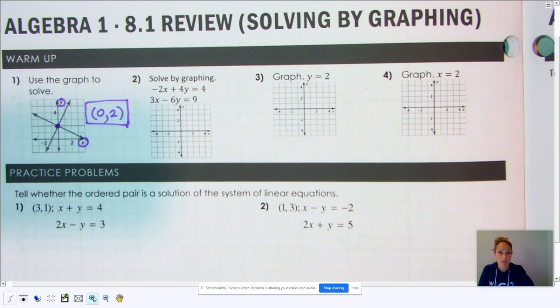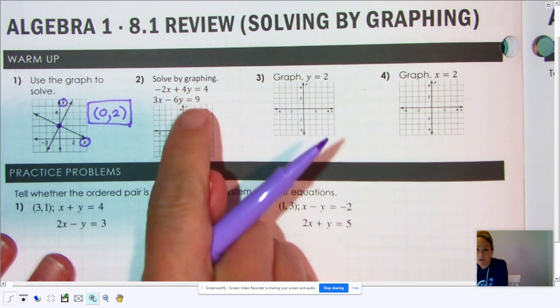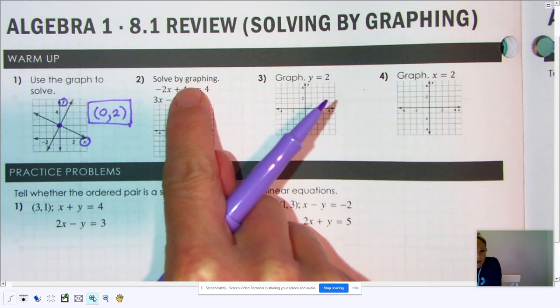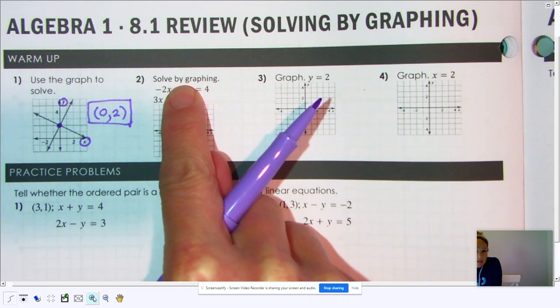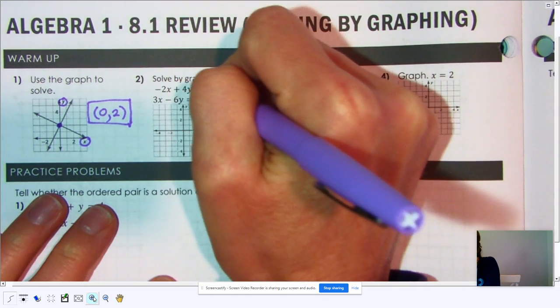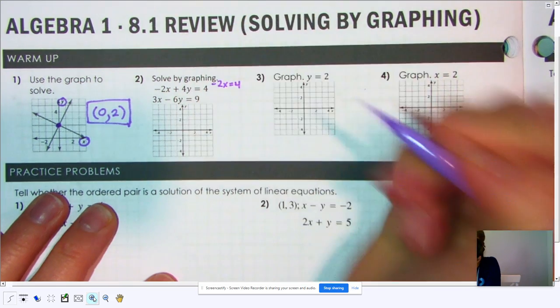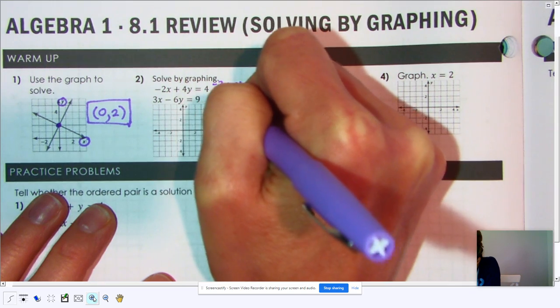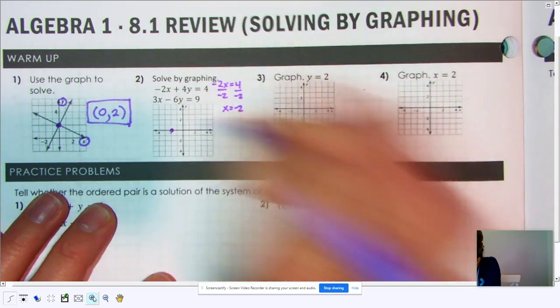These ones are a little bit harder to solve by graphing because they're written in standard form, not slope-intercept form. So we need to use the cover-up method, which really mathematically is just plugging 0 in for the opposite letter, because where the x-intercept is, the y value is 0. So if I put 0 in for y, I would get negative 2x equals 4. Then I'm going to divide by negative 2 on both sides to get x equals negative 2.